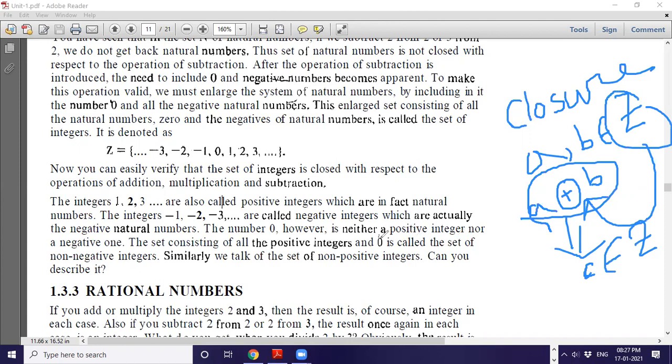Right. So if you observe the set of integers, then you will find that this set is closed with respect to addition, multiplication, and subtraction. Then my question is, is it closed with respect to division? Go and try to find it.